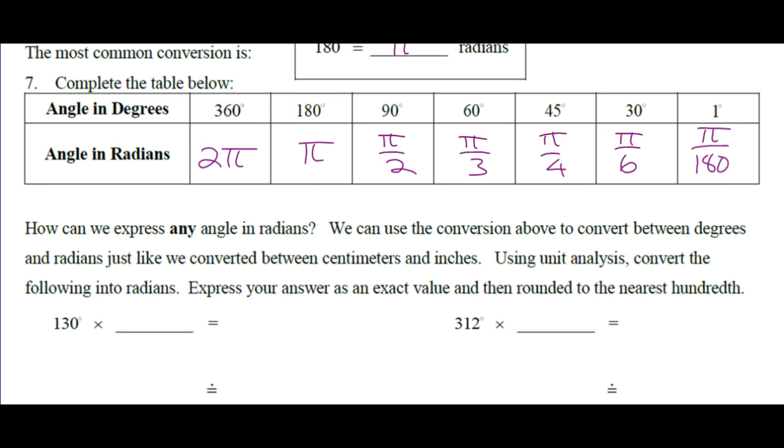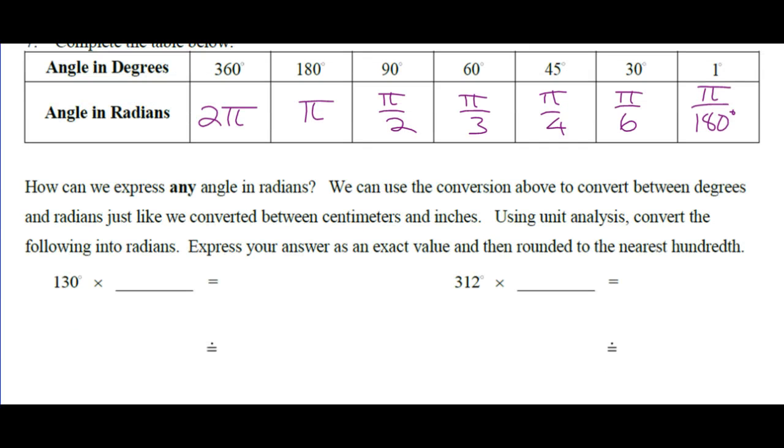Okay, how can we express any angle in radians? So they give you an angle in degrees, you need to be able to convert it to an angle in radians. We can use the conversion above to convert between degrees and radians, just like we converted between centimeters and inches. Using unit analysis, convert the following into radians.